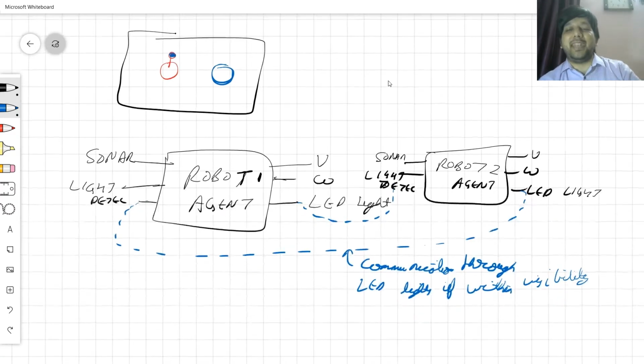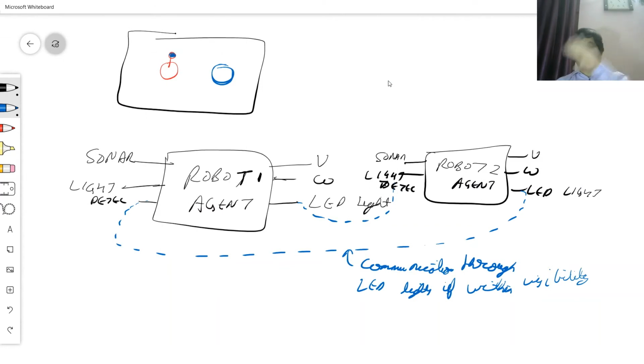And this could be any number of robots. It could be 3 robots, it could be 4 robots. The number of actuators are just 3: linear speed, angular speed, and the light communication control. The number of inputs are still the number of sensors plus one additional sensor, which is the light detector. The number of inputs does not increase, the number of outputs does not increase. You have 100 robots, 1,000 robots, a million robots, the number of inputs and outputs remains exactly the same.